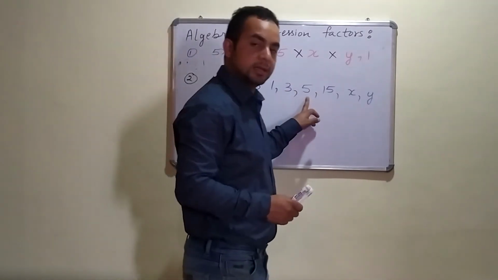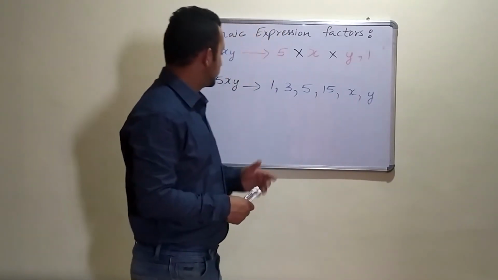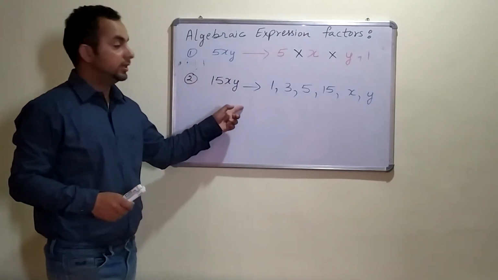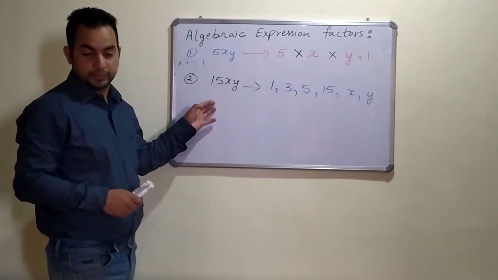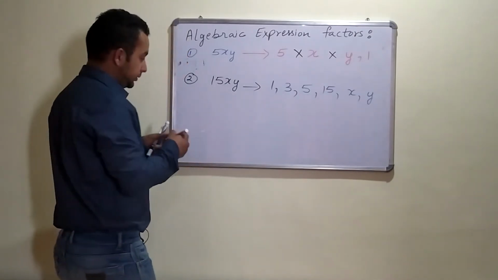So 3 fives are 15 and 15 ones are 15, and x and y. So all these are the factors of algebraic expression 15xy. Now one more example.